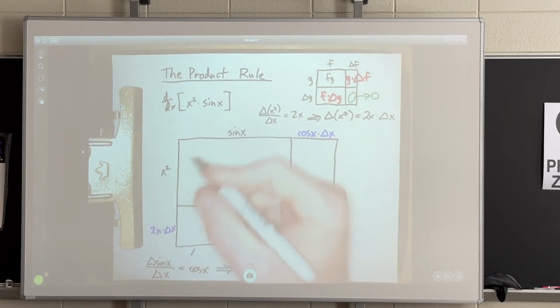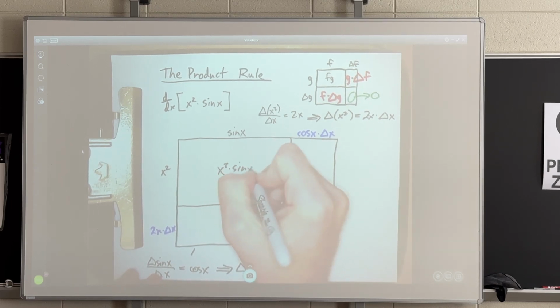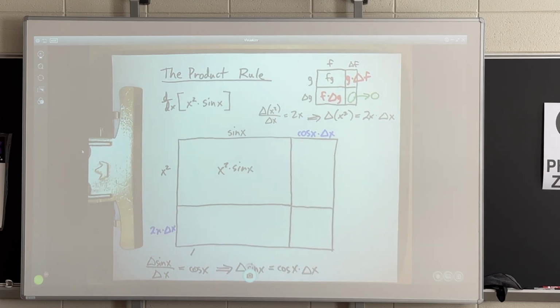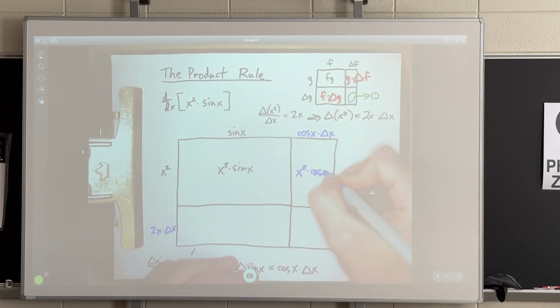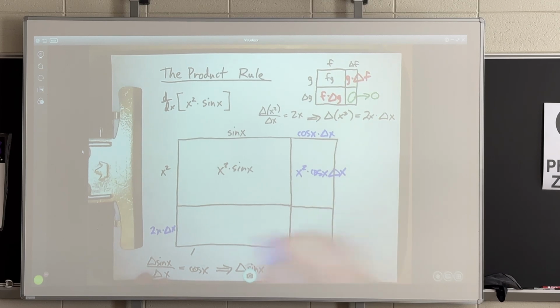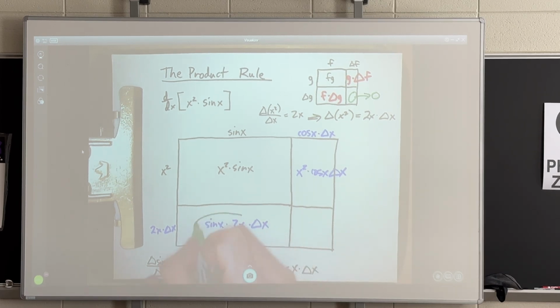And so you have the function x squared, and you can just do it with this particular example. We can see that here we get x squared times cosine x delta x, and here we get sine x times 2x delta x. And here we get the product of those two, which kind of goes to 0. And so, with respect to x, the derivative of this particular function is sine x times 2x plus x squared times cosine x.